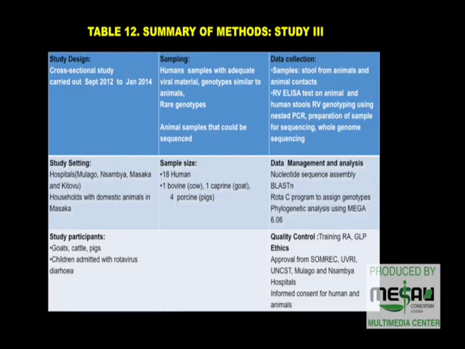And for this study, I won't go through this data because this is what we did in study 2 and 1, and I will explain this further. This study was approved by the different ethical committees.